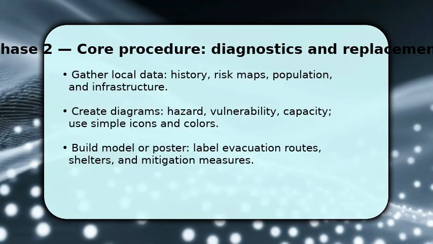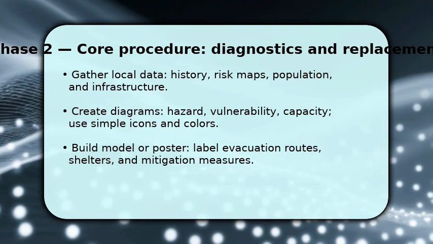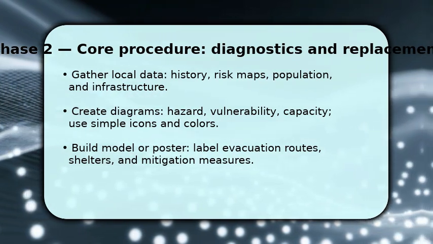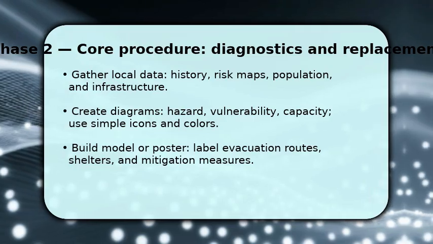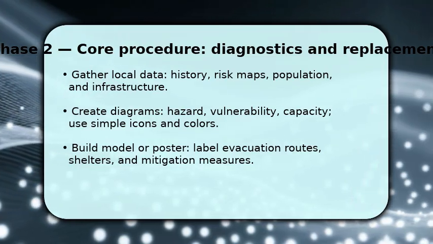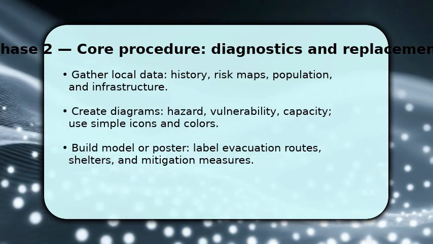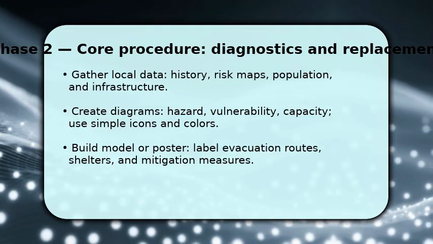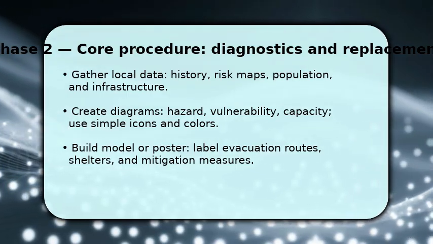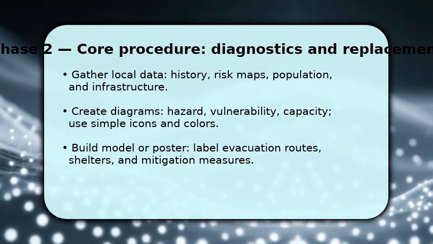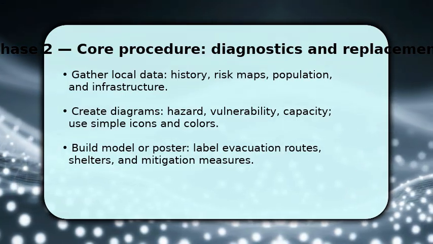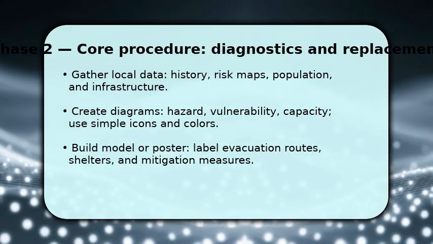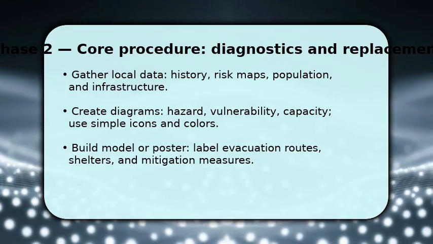Now dive into research and construction. Collect local data like past incidents, risk maps, and at-risk facilities to explain the why behind your choices. While one person drafts the hazard, vulnerability, and capacity diagrams, another compiles the report sections: causes, impacts, and prevention. Once done, start building the model or poster. Label evacuation routes, shelters, and mitigation measures clearly, and use color-coded legends so viewers instantly grasp priorities and recommended actions.